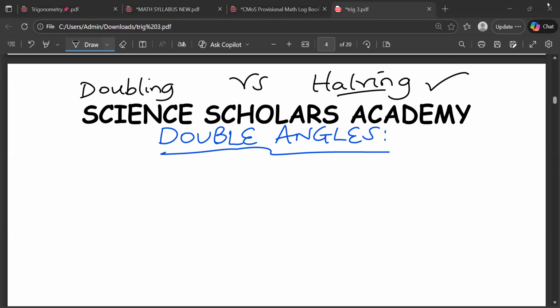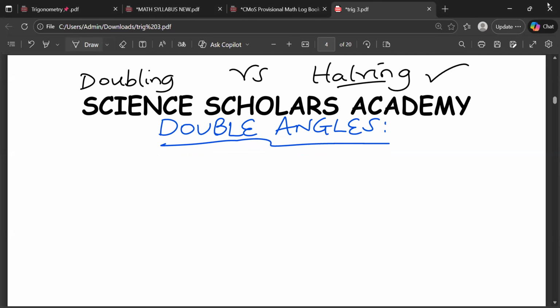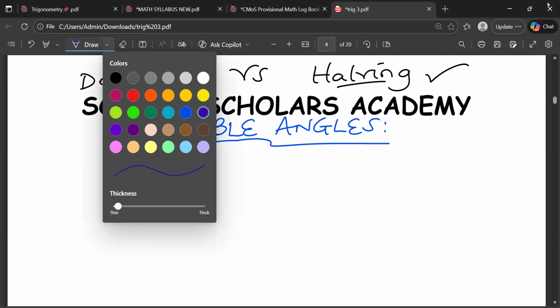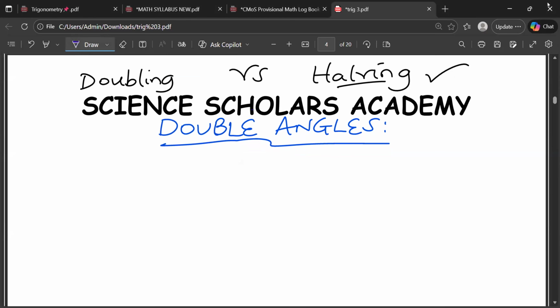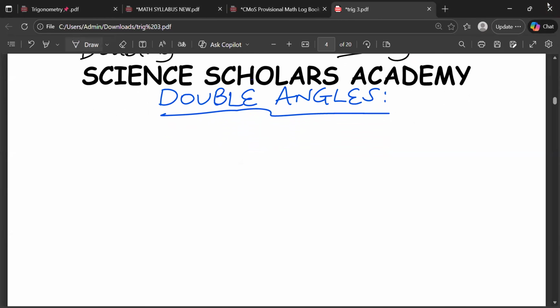Okay, it's halving. So this is what we do. You note this. We shall see that later. We shall confirm later. But I'll tell you why I'm telling you this, because you also have what we call half angle. Yes. Okay, so when half angles come, I'll tell you the relationship between doubling and halving.